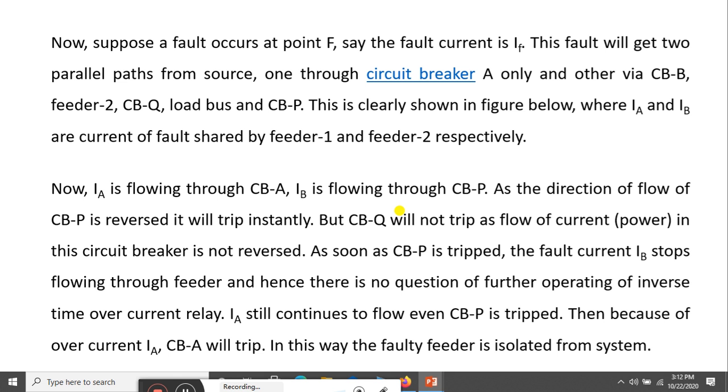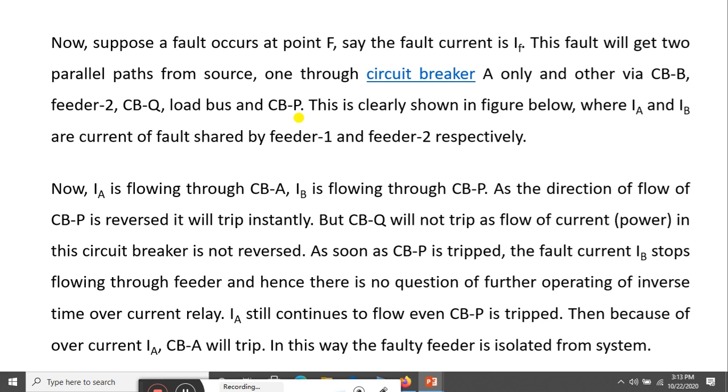The same thing has been explained here, which I have already explained to you. Now suppose a fault occurs at point A, say with fault current IF. This fault will get two parallel paths from the source: one through circuit breaker A only, and the other via CBB, feeder to CBQ, load bus and CBP. This is clearly shown in the figure below, which I have already shown you in previous slides, where IA and IB are the fault currents shared by feeder 1 and feeder 2 respectively. Now IA is flowing through CBA, and IB is flowing through CBP. As the direction of flow through CBP is reversed, it will trip instantly.